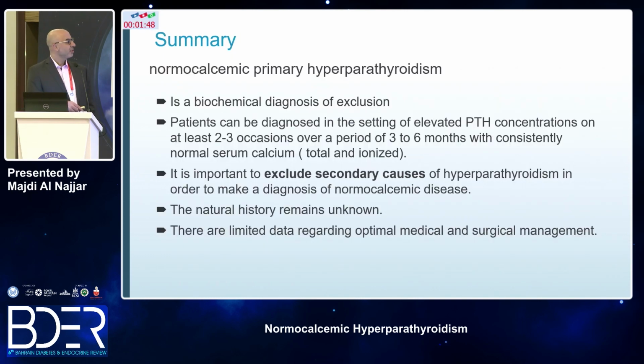So in summary, remember, normocalcemic primary hyperparathyroidism is a diagnosis of exclusion, is a biochemical diagnosis. Usually over 3 to 6 months, you have to have elevation of PTH with normal total and ionized calcium. Make sure you order ionized calcium, and you need to exclude secondary causes always. And we still don't know the natural history because the studies are small and few. We probably need more large data studies, and the data for the best management is still lacking.